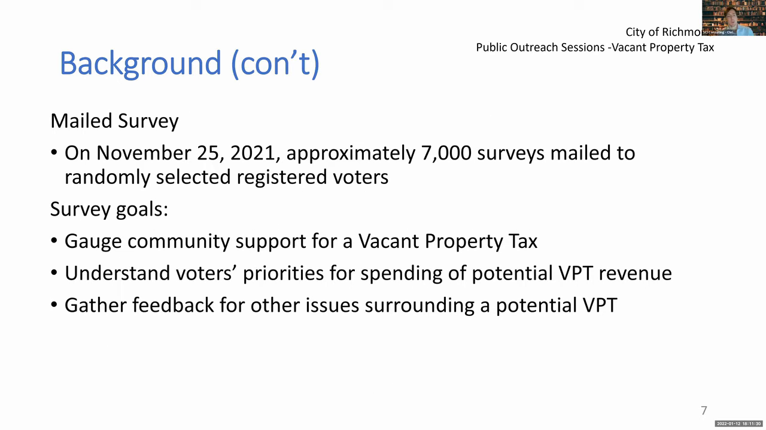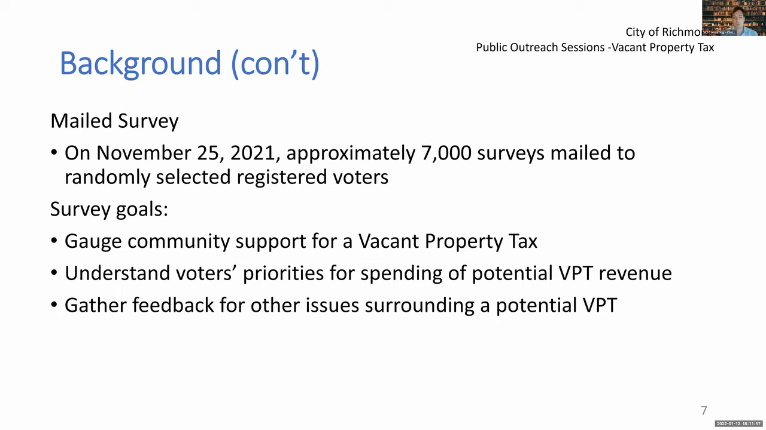And to go backwards here, I mentioned a mailed survey in the fall, in late November. 7,000 surveys were mailed to randomly selected registered voters within the City of Richmond. And the survey included an informational page explaining what a vacant property tax would look like, as well as potential funding opportunities from a VPT.